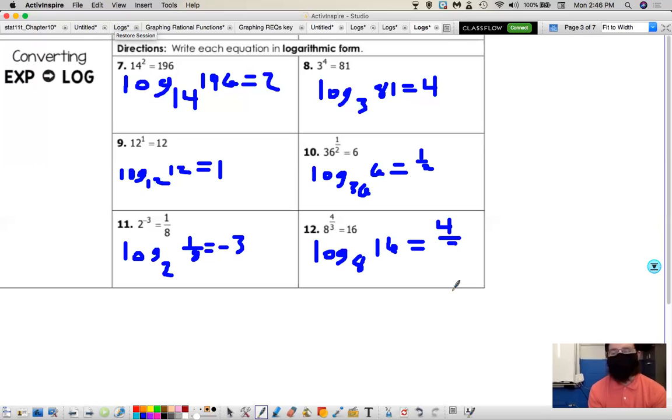So all you got to do is practice, guys. There's nothing much to do but practice these. Just rewrite from log to exponent, exponent to log. We're going to use that later to solve equations, so be prepared.